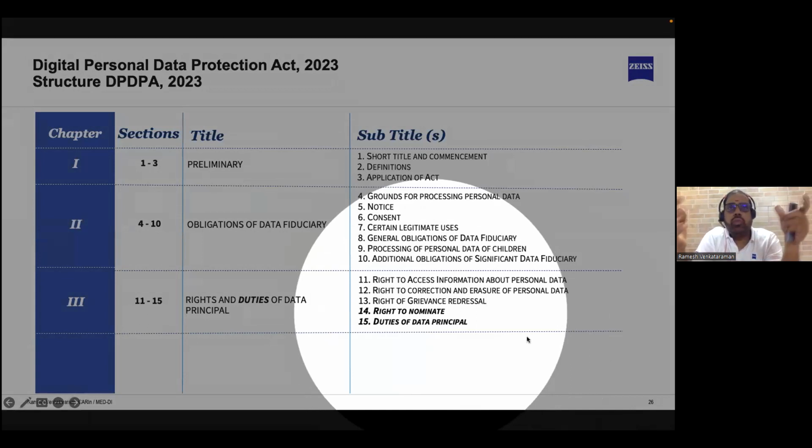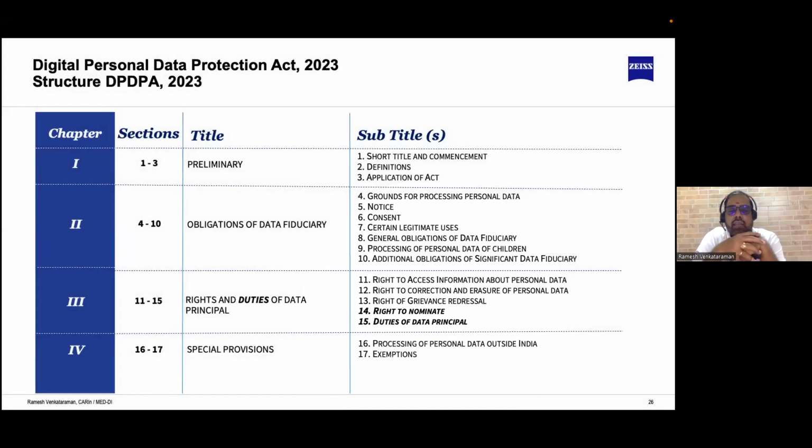Quite interesting. Right to nominate. Again, in my opinion, it's unique. I was looking at this morning also: is there anything available equivalent to this? Right to nominate. As a data principal, I have the provision to nominate somebody. That somebody would be able to take care of my aspects even after my death, etc. Duties of the data principal, a unique concept which has come in here, and obviously some exemptions, etc.